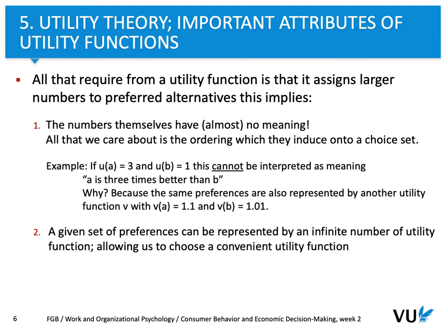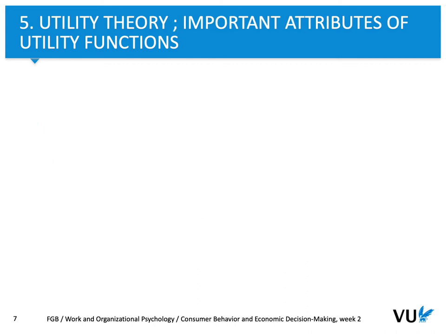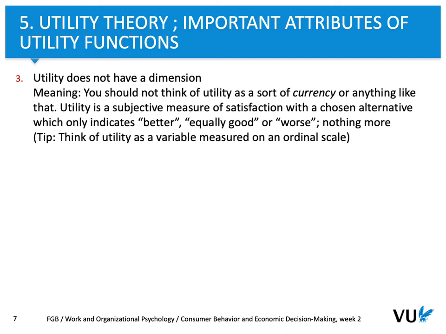Also, another important aspect of utility functions is that we have an infinite number of utility functions, so we can allocate as many numbers as we want. Okay, let's consider other attributes of utility functions. The third attribute is that utility does not have a dimension. Basically, it means that we cannot consider it as a specific currency or anything like that. Utility is just a subjective measure of satisfaction or pleasure that is related to a specific option, which indicates that something is better than something else, or equally good or worse.